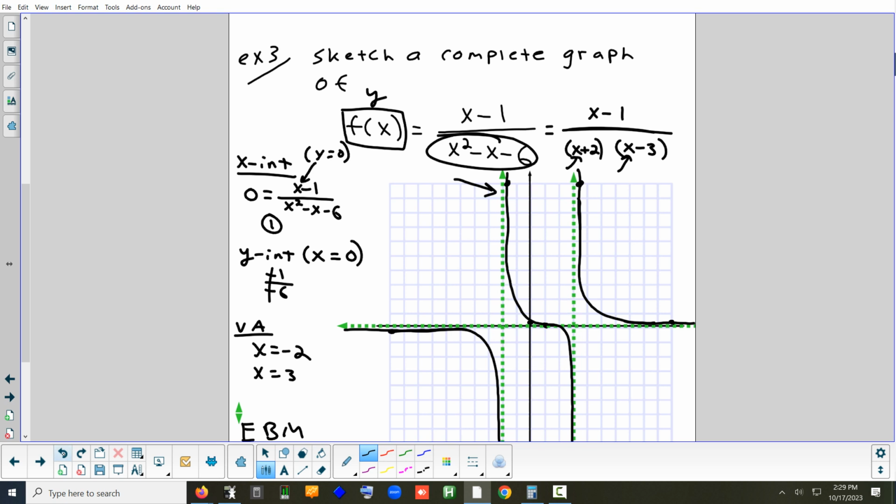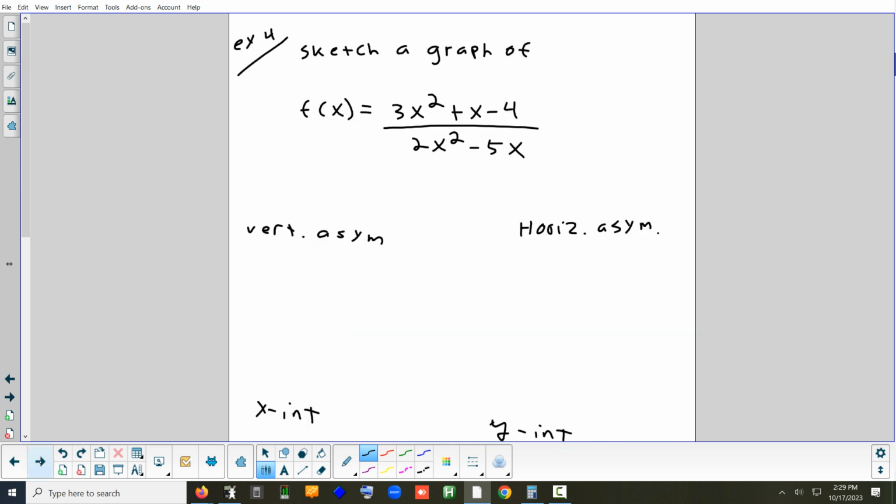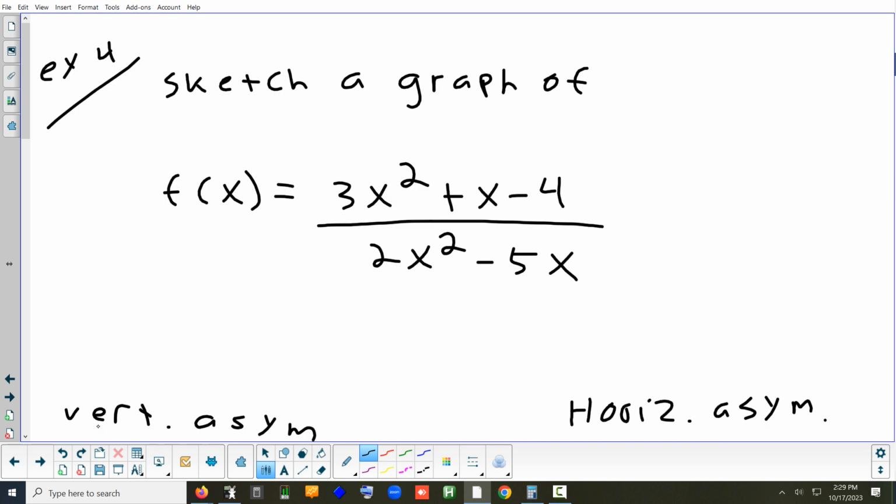All right, so that was one where the degree in the top was smaller than the degree in the bottom. The top was a 1, the bottom was a 2. Let's try this one. This will be our last one, and this is where the degrees are the same.